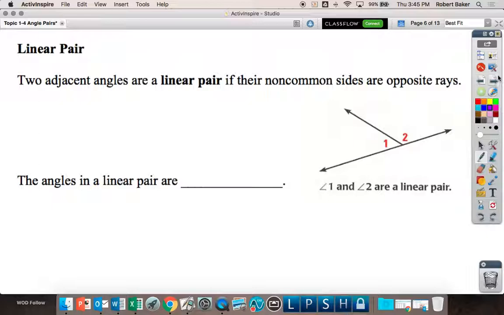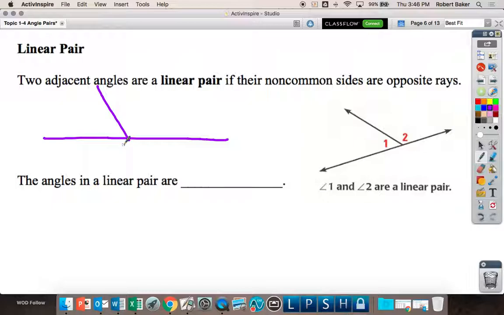There's 4 new words in one stupid definition. Opposite rays, non-common's a new one too, isn't it? So I'm gonna work this backwards. Opposite rays are really what? A line. So just based on the definition, linear pair, I'm gonna go backwards. I'm gonna draw a line, which is also opposite rays, and I'm gonna make a pair of angles. That is the only way to make a linear pair.